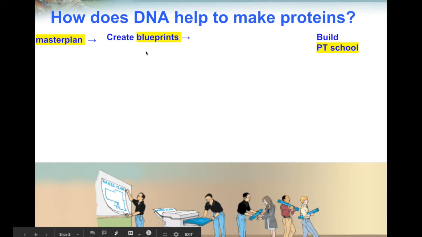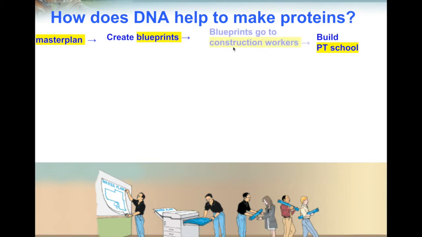Now, those blueprints, once they're approved, are eventually going to have to go to the construction workers because they're the ones that are going to read the plans and make the school. So how is that like what happens in our body with taking the DNA and making proteins? Well, the master plan, those instructions for making the school, is like the DNA.